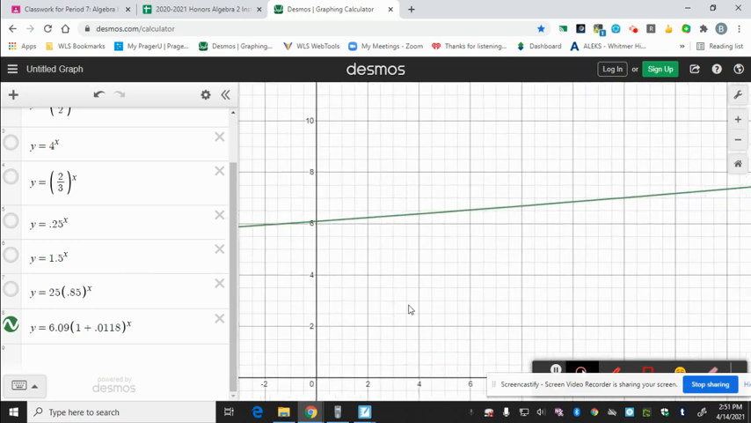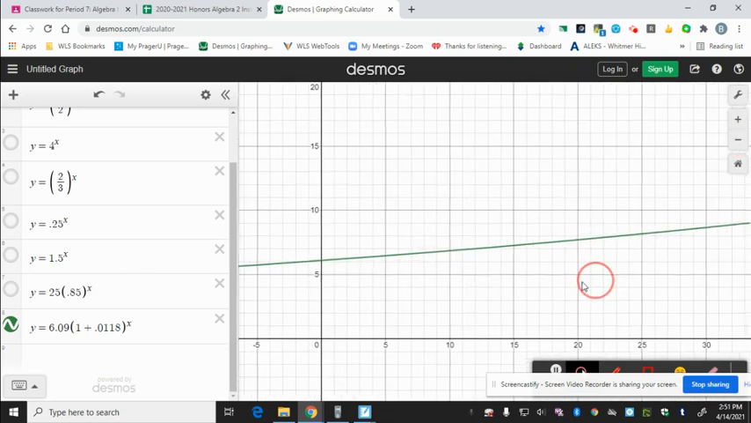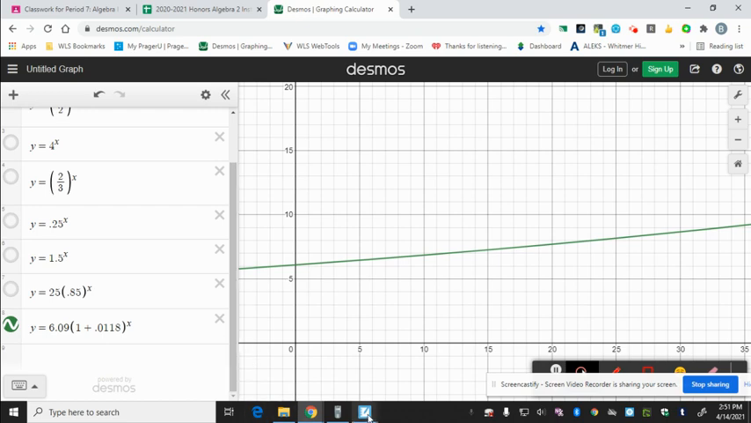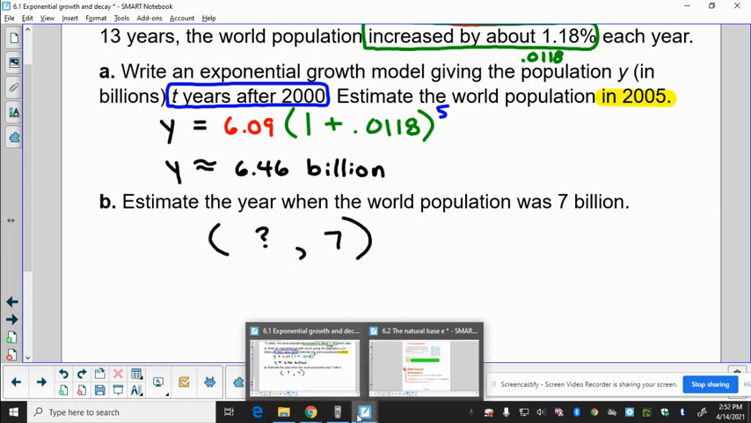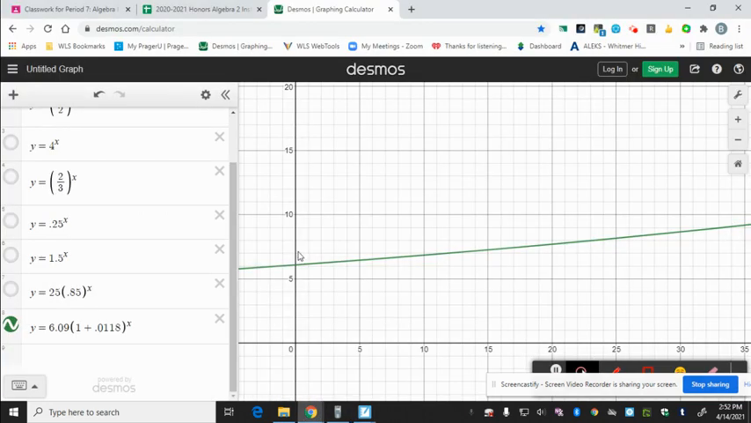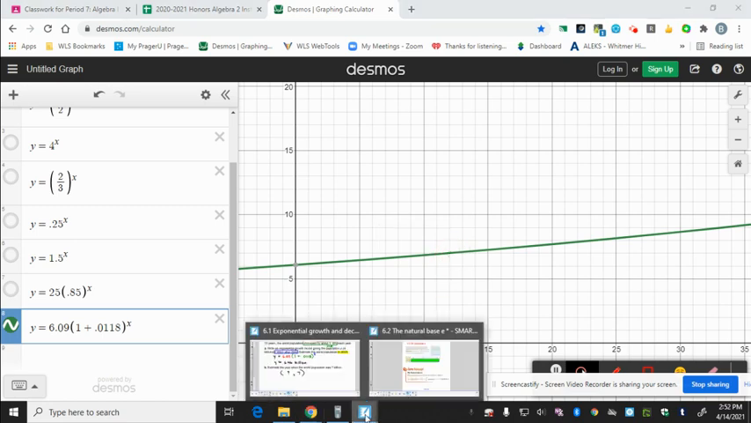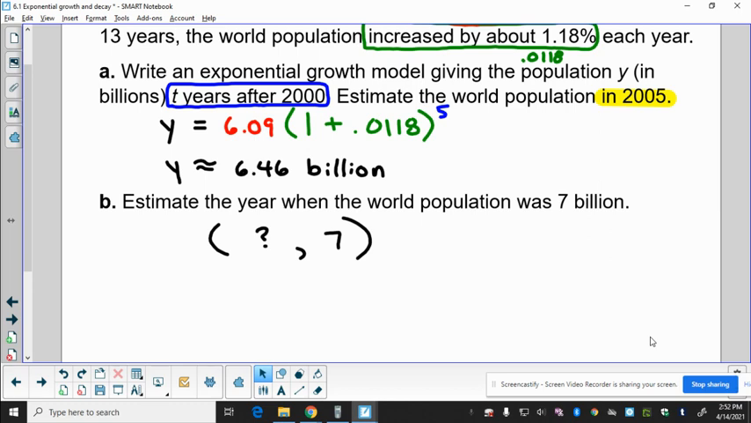So I think what I'm going to do is instead maybe take it to this point. And we're looking for a y coordinate of 7. And then we're going to get the year. So let's see here, a y coordinate of 7. We're going to get pretty close here. We're going to get really close. I'm going to say it's about 12. So we're thinking it's about 12. So that means that x equals 12.